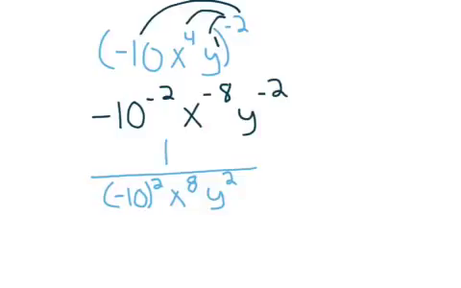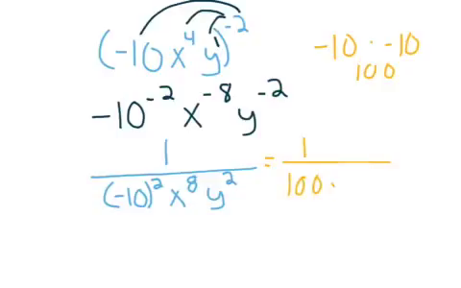A lot of you will think that problem's done, but technically it's not, because you have to figure out what is negative 10 to the second power. Well, you can think negative 10 times negative 10, or plug it in your calculator, and that would be positive 100. So my final answer would be 1 over 100, x to the 8th, y to the 2nd.